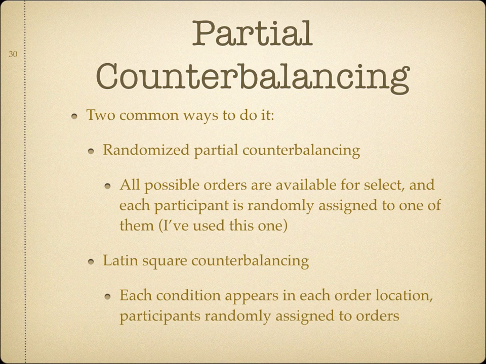The bottom line on Latin square counterbalancing is that each condition appears in each of the order locations, and participants are randomly assigned to the orders. So if you have 5 conditions, then condition A will appear in the first position, the second, the third, the fourth, and the fifth position at least once. And the same will happen with all of the other conditions in the study.